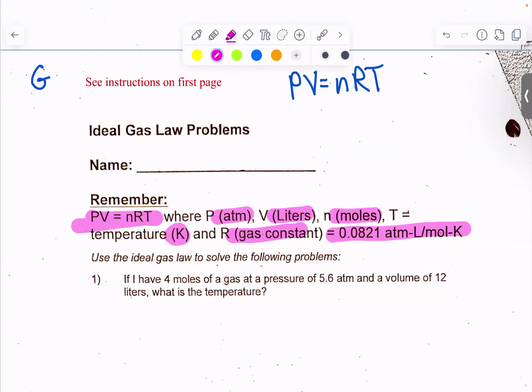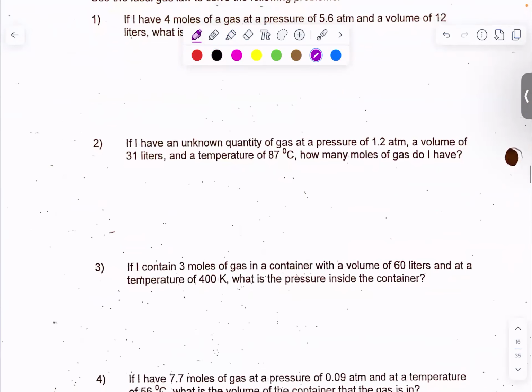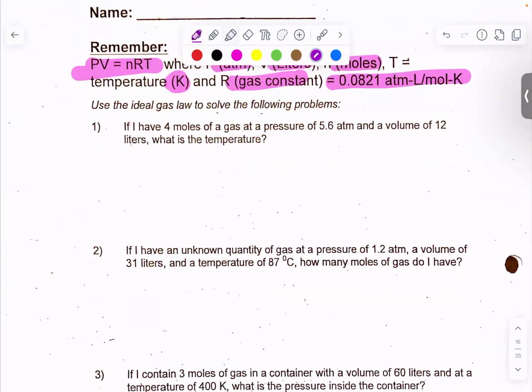If I have 4 moles of a gas at a pressure of 5.6 atm and a volume of 12 liters, what is the temperature? So that means we need to find the temperature. We have the formula PV is equal to nRT. The very first thing you are going to do, which is going to make your work very easy, Sonia, is to modify the formula in terms of Gay-Lussac law. Are you getting my point?